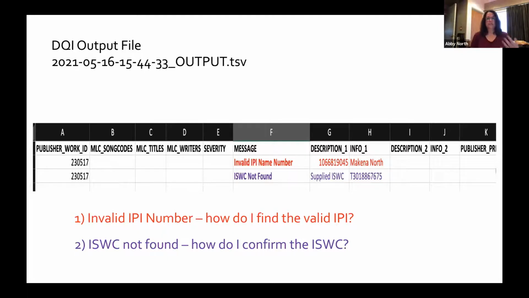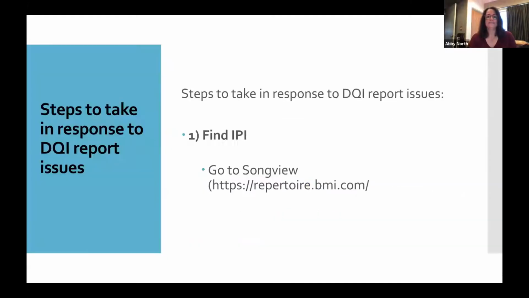For example, invalid IPI or ISWC not found. It's great that you know it, but now what do you do? Again, we had two issues: invalid IPI and ISWC not found. I don't know that the ISWC is incorrect, but before I deliver a works registration with that information, I want to make sure it's correct. So how do I find the right IPI and how do I confirm the ISWC?